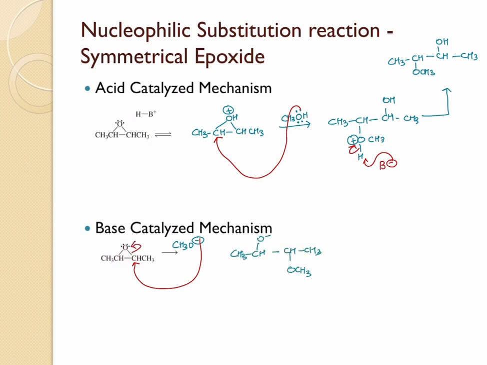So once you have your negative charge on that oxygen, this is going to grab a proton from either acid or even methanol, and form the final product. So as long as you start with a symmetrical epoxide, it's going to result in exactly the same product under both acidic as well as basic medium.